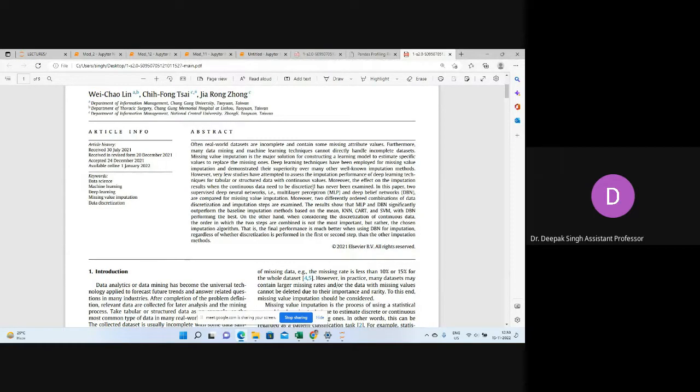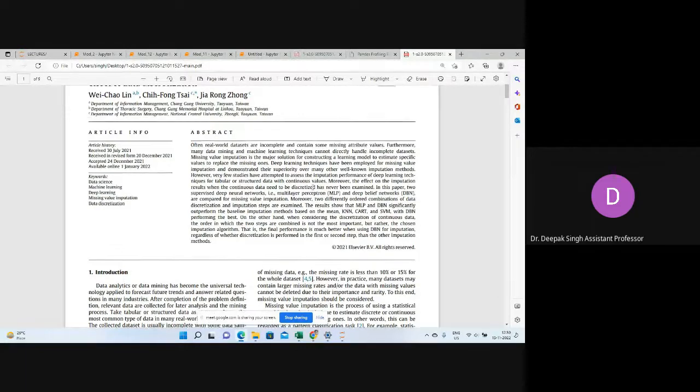ठीक है, मतलब जो iterative imputer था, instead of using linear regression or logistic regression, many of them have used already SVM, KNN, decision tree, lots of algorithms they have already used. But prior to this paper, none of them has applied deep learning model in iterative imputer.